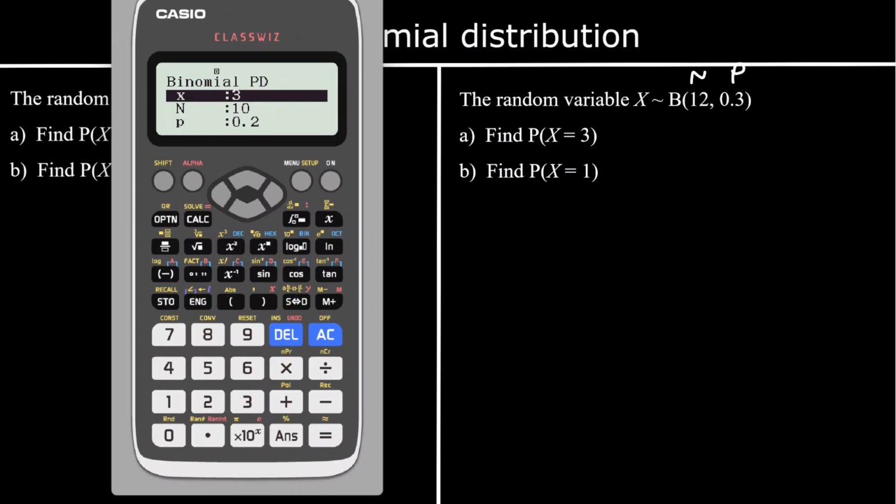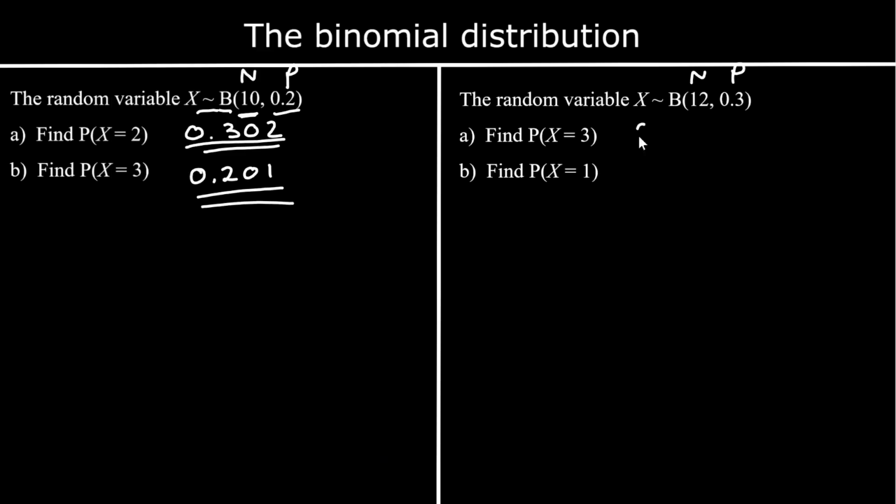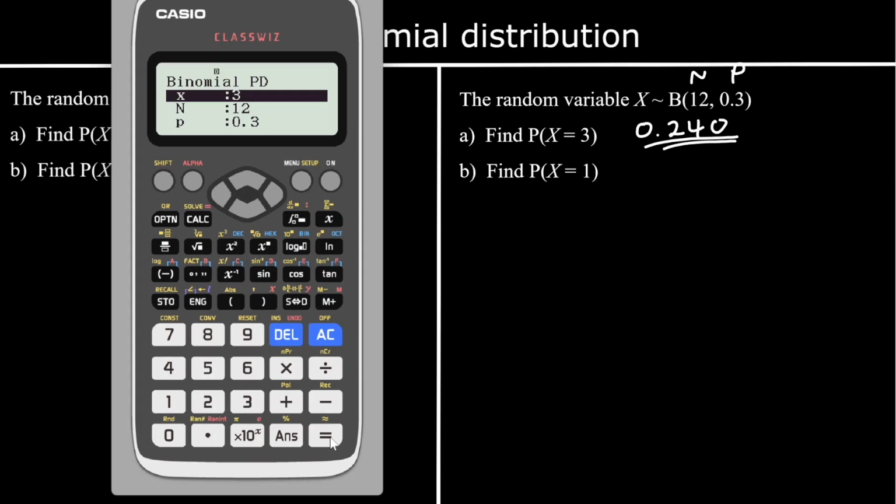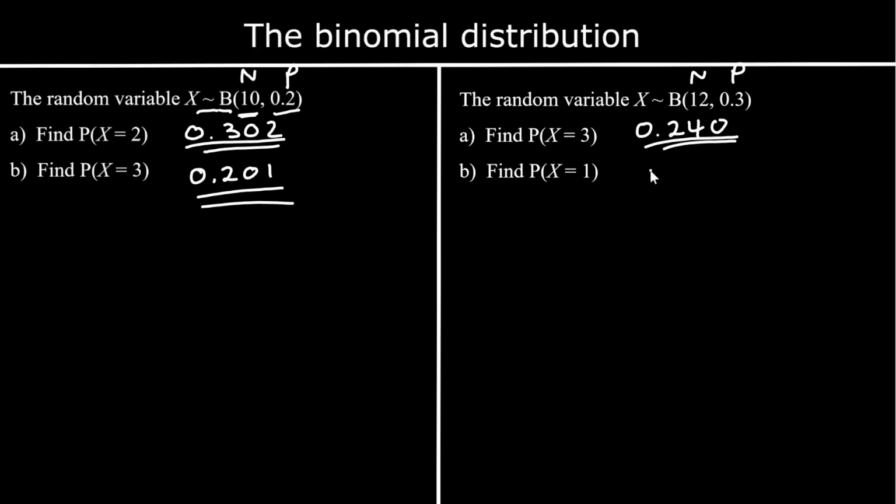So this time, X is 3, n is 12, p is 0.3, and we get 0.240, or 24%. Part B, find the probability that X equals 1. So change X into 1. 0.0712. 0.0712 to 3 significant figures.